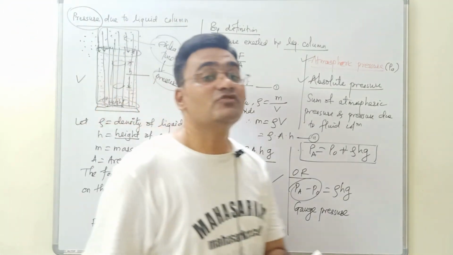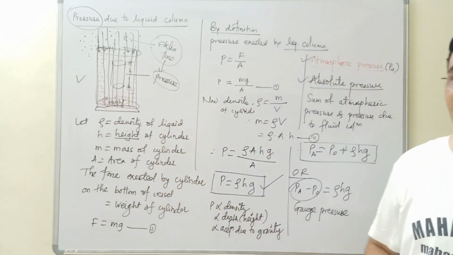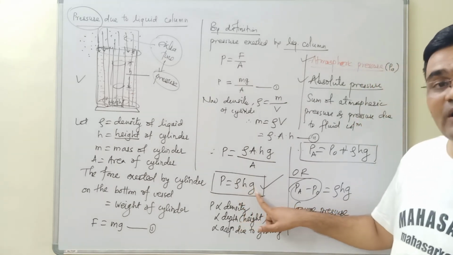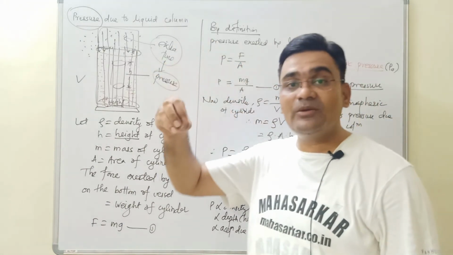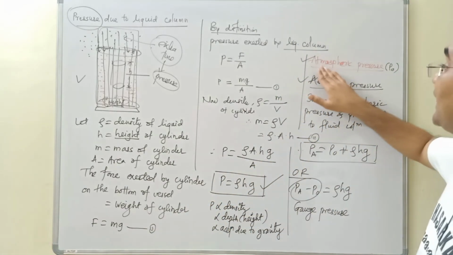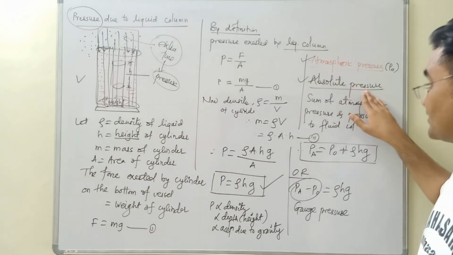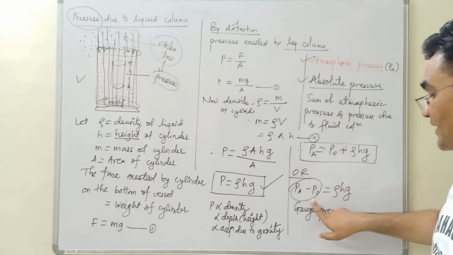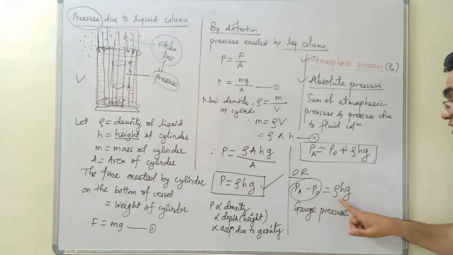So one can clearly say that pressure does not depend upon the surface area, remember. It depends upon the height, it depends upon the density, and it depends upon what? Acceleration due to gravity. Again, atmospheric pressure is the pressure contributed by some additional particles present in the air. Atmospheric pressure plus this pressure due to fluid column gives us absolute pressure. The difference between absolute pressure and atmospheric pressure is called gauge pressure, given by P_A minus P naught, which is equal to what? Rho hg.